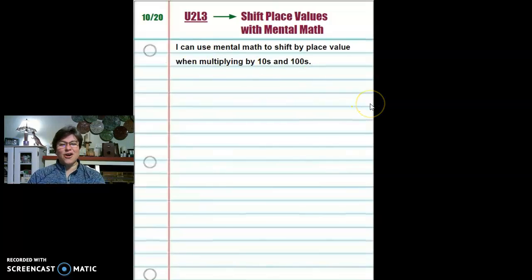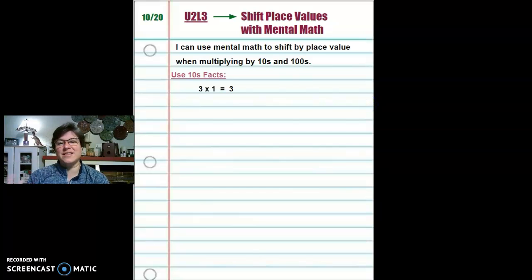So let's look at our I can statement. I can use mental math to shift by place value when multiplying with tens and hundreds. Let's see what this really means. I'm thinking about my tens facts, and I'm thinking of what was happening when I was shifting my numbers from multiplying with ones to multiplying with tens.